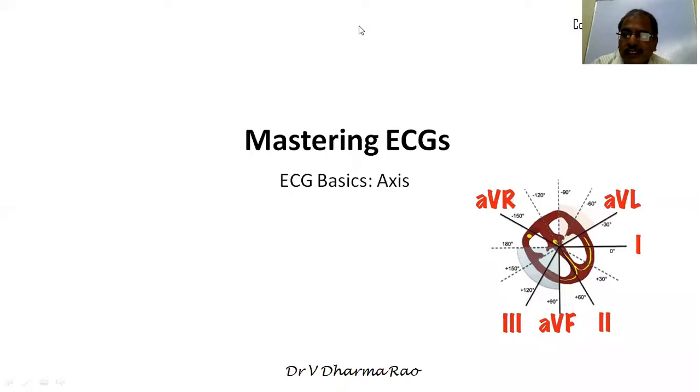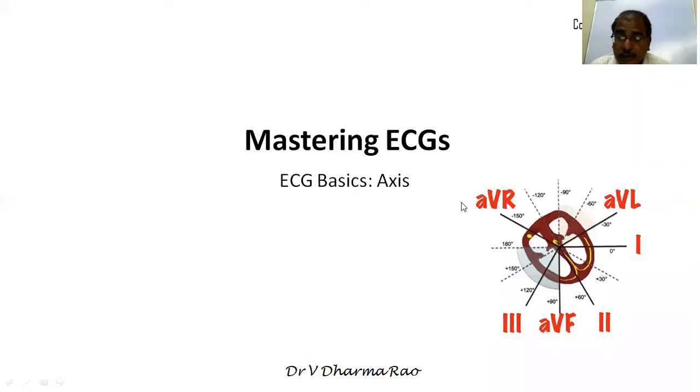Anyway, we will go back to today's topic. Today we will be discussing the axis. Our learning objective is how to determine the axis, mainly the QRS axis of an ECG. Similar to the QRS axis, there are the P wave axis and the T wave axis also. But in this class, we will mainly concentrate on how to determine the QRS axis.